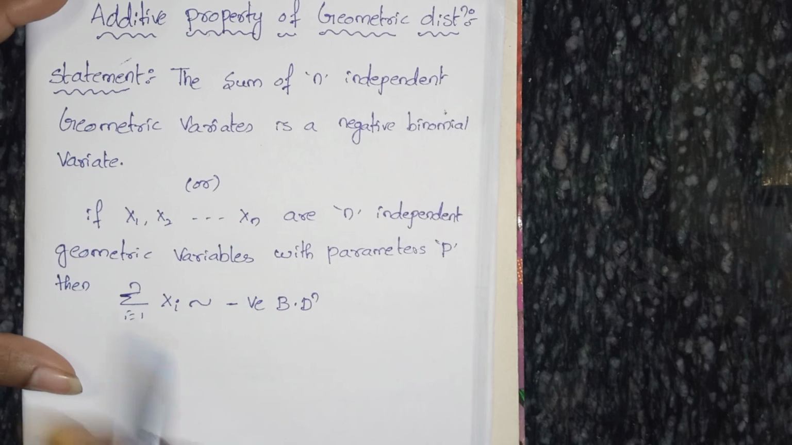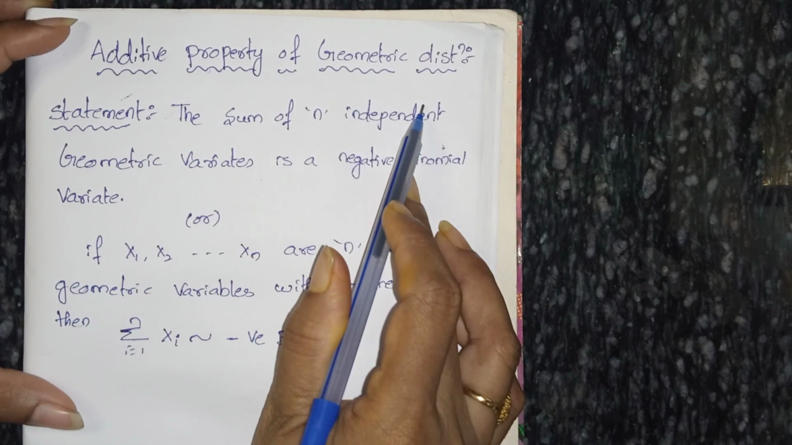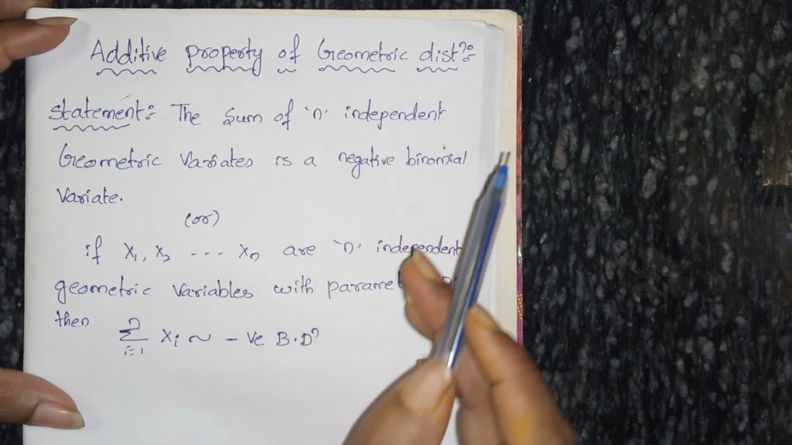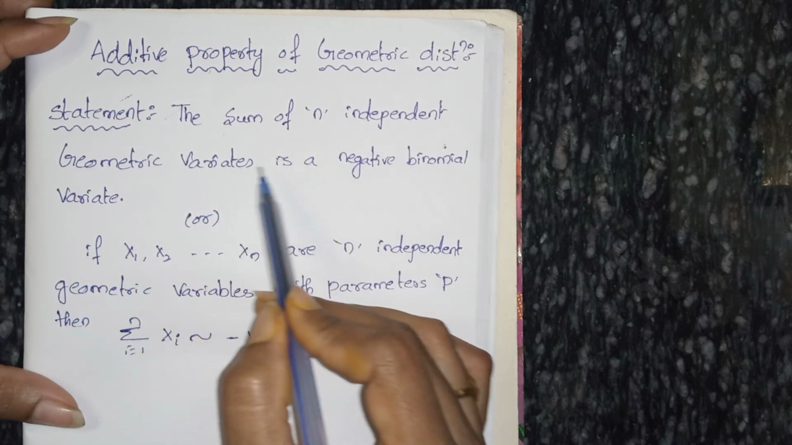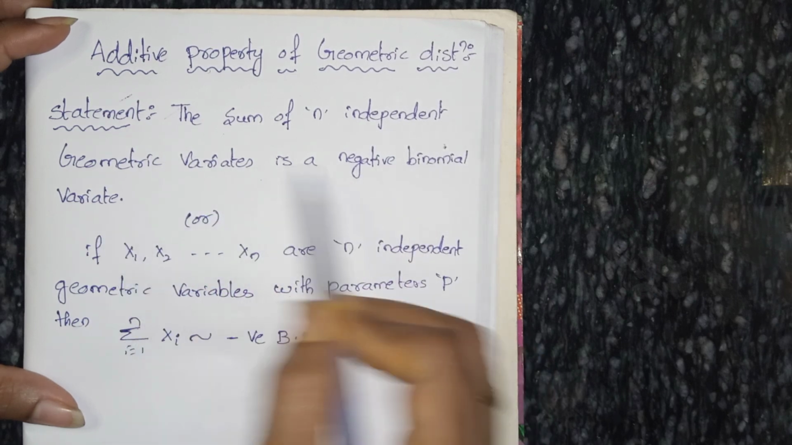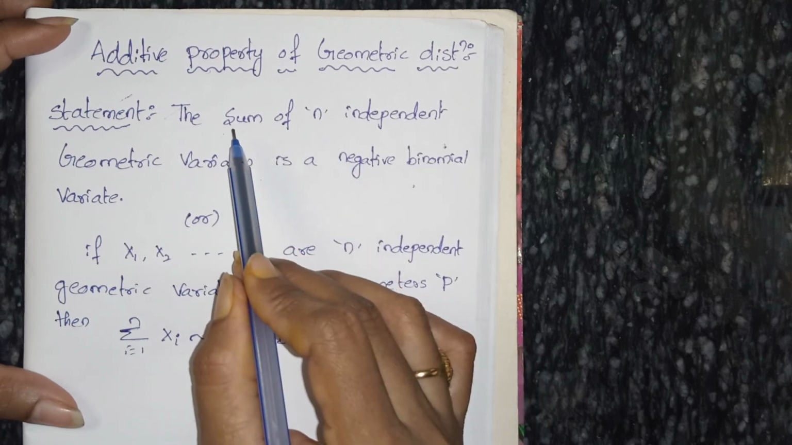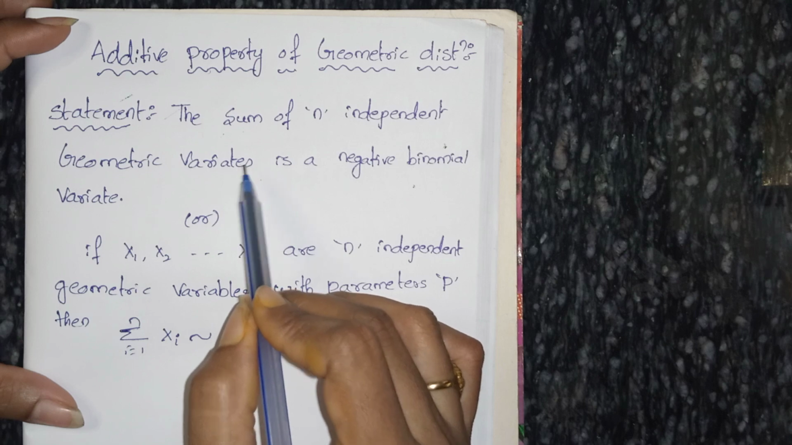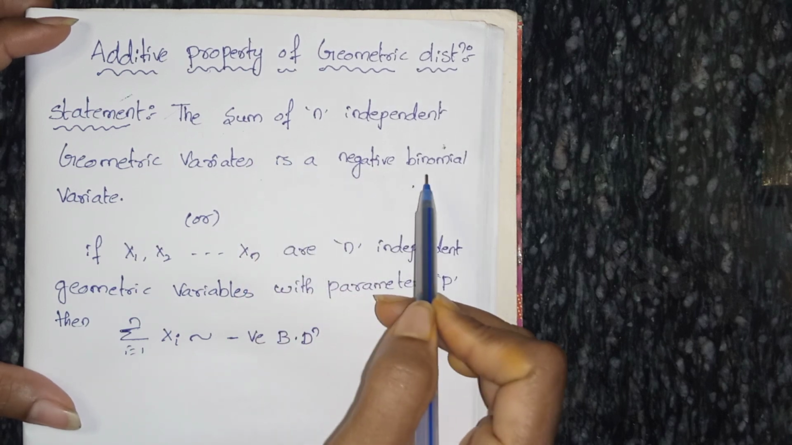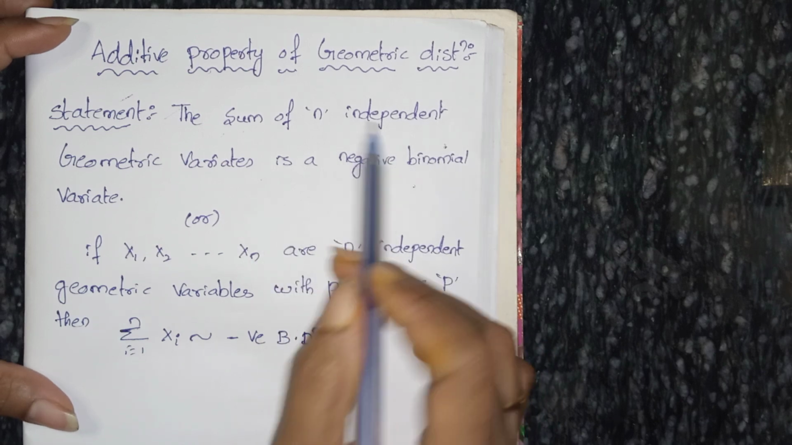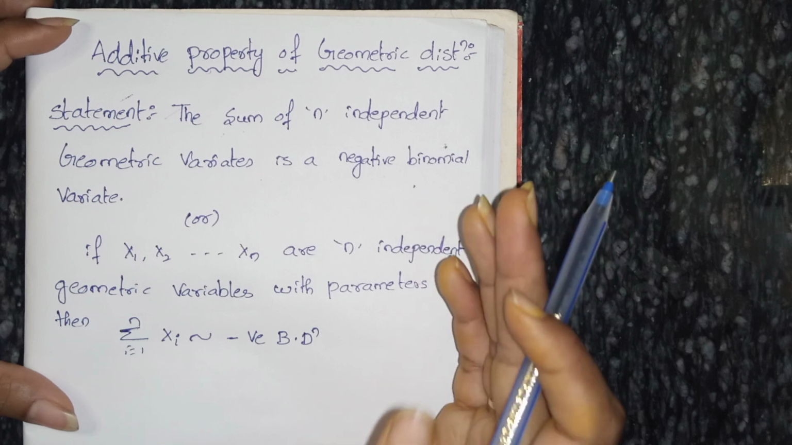That means we can say that the additive property is not satisfied in geometric distribution. Why? Because if the additive property were satisfied, the sum of independent geometric variates would also be a geometric variate. But here, if we take any two geometric variables and add them, we don't get a geometric variate, we get a negative binomial variate. So that's why we say that the additive property is not satisfied in geometric distribution.